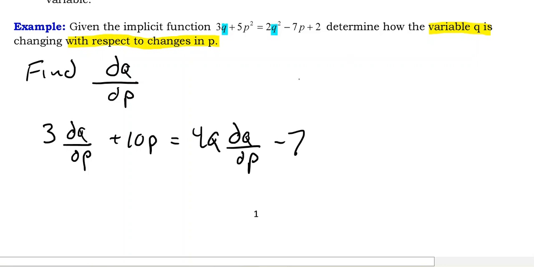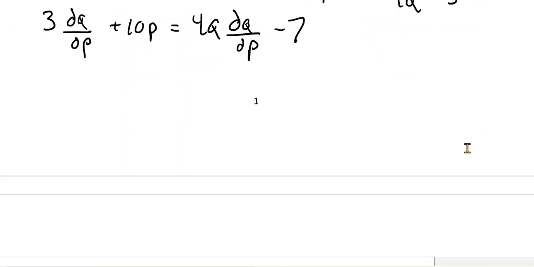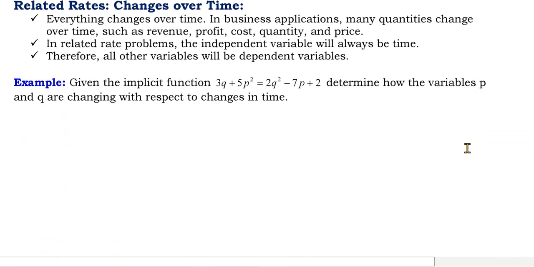All right, from there, we just need to solve for dq/dp, and so when we do that, we're going to end up with (10p + 7)/(4q - 3). So it's important to know what the dependent variable is and what the independent variable is when you're doing a related rate problem. So let's take a look at what related rates are all about.